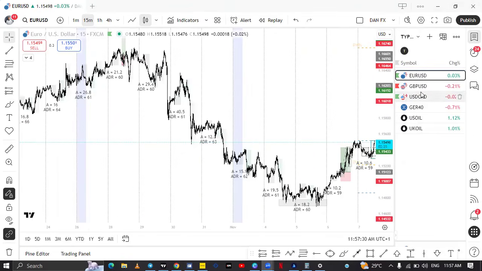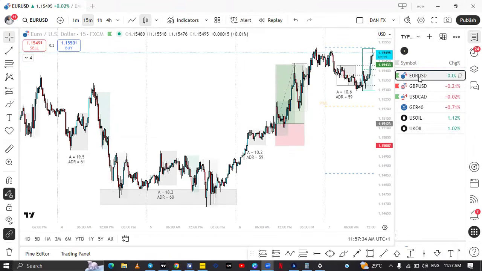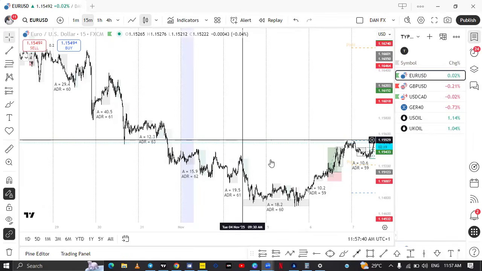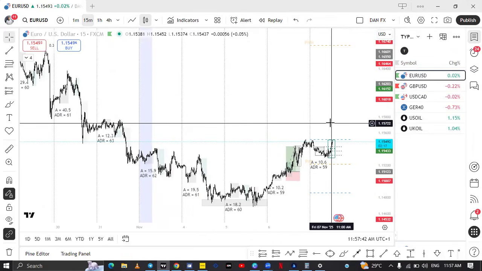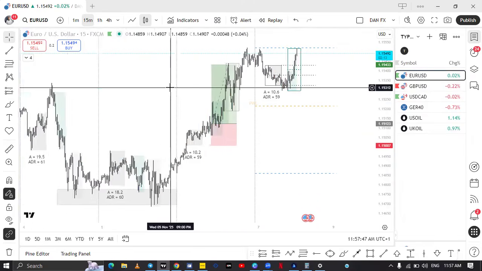So these are the pairs that I trade, and the pairs that I took trades on this week were EURUSD, GBPUSD, and USDCAD. And I only traded one day out of the entire week. So I didn't trade Monday, I didn't trade Tuesday, I didn't trade Wednesday. I'm not trading today, which is Friday. I traded only on Thursday, which was yesterday. That was the only day that I traded.